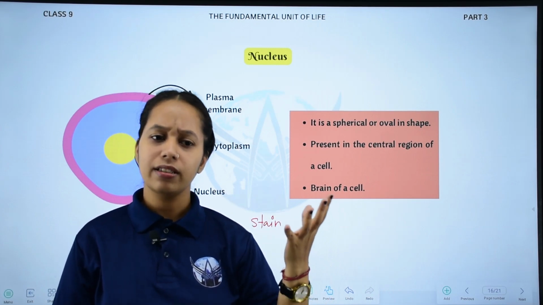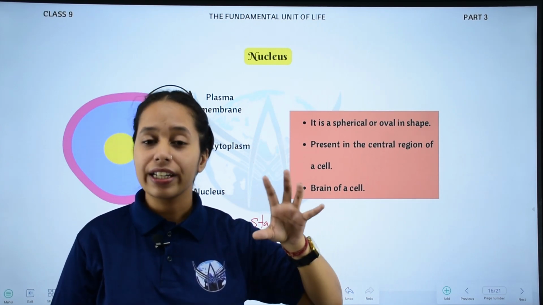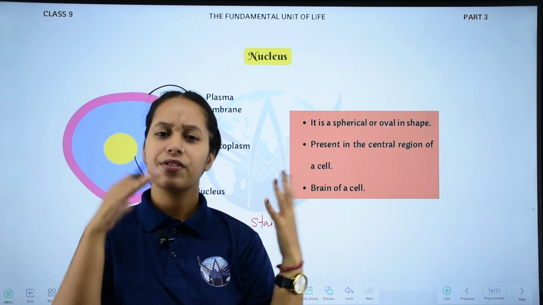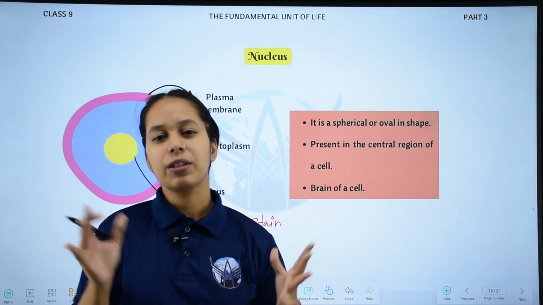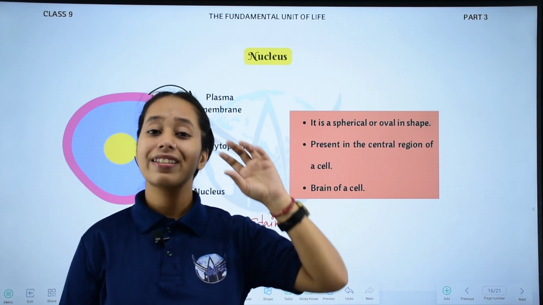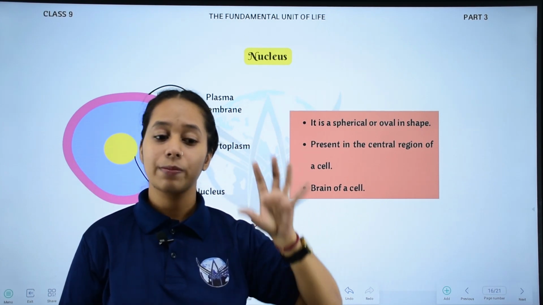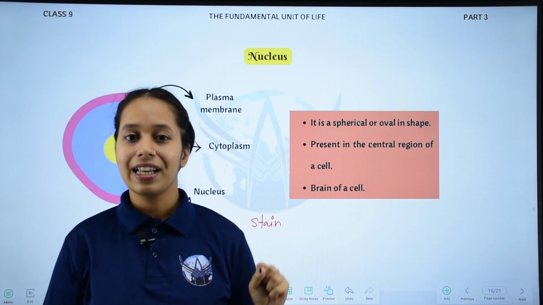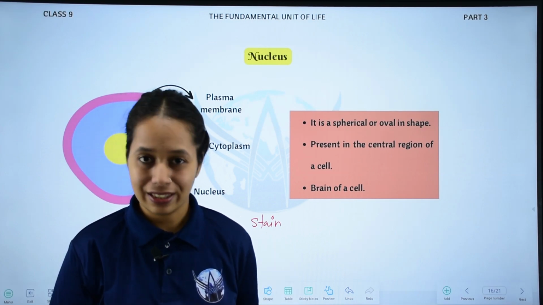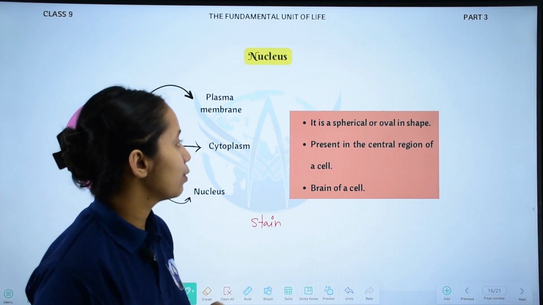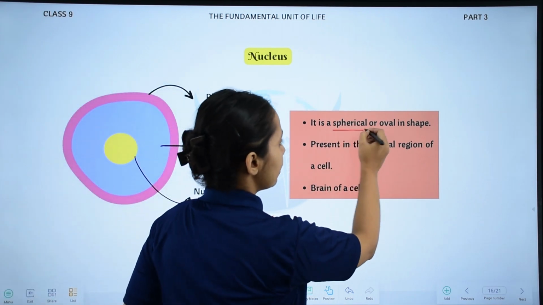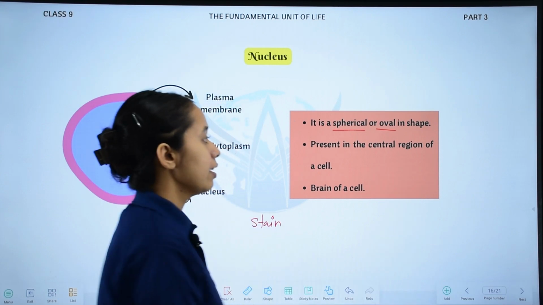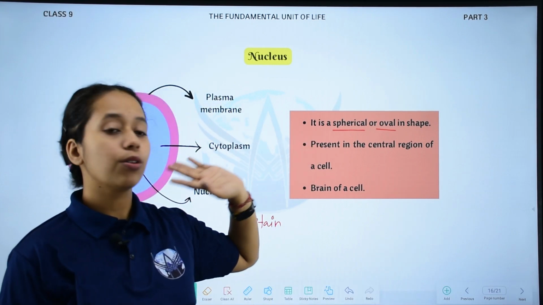In most cells, this dark spherical structure is very big as compared to the other components of the cell; it is comparatively bigger. So what is this dark spherical structure present in the center of the cell? This is known as the nucleus. So what is a nucleus? It is spherical or oval in shape.